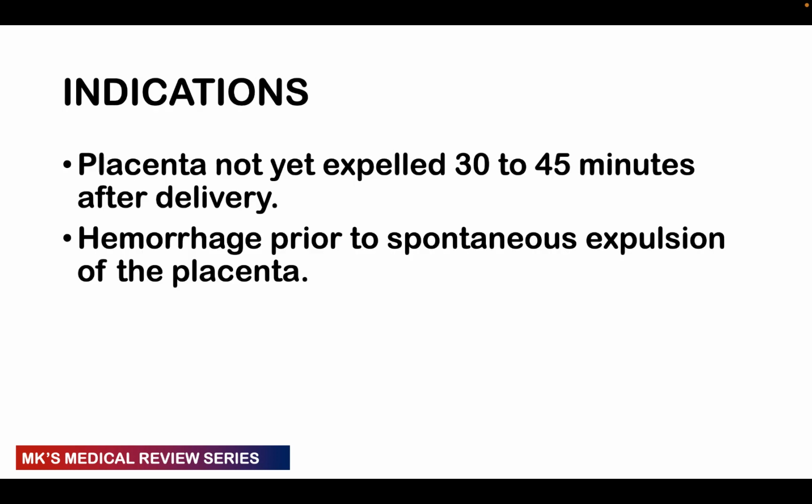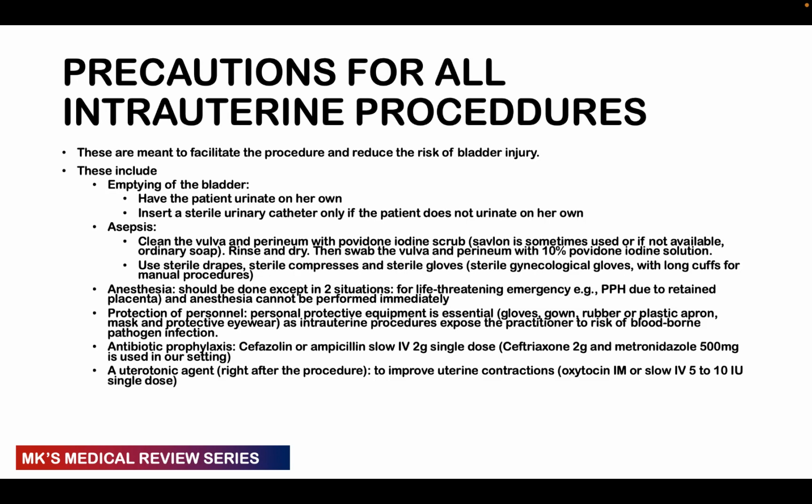So the indications for manual removal of the placenta include a placenta that is not expelled 30 to 45 minutes after delivery, and hemorrhage prior to spontaneous expulsion of the placenta. There are some precautions that have to be taken, especially for all intrauterine procedures. These minimize the risk of bladder injury and help facilitate the procedure. So you're going to do these things before you actually do the manual removal of the placenta.